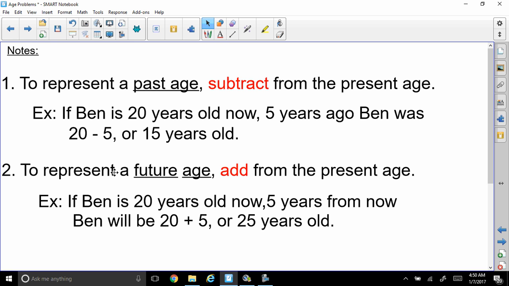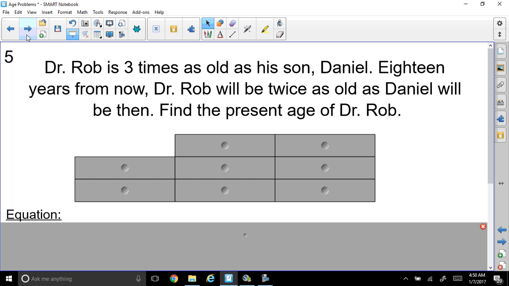To represent a future age, we're going to add to the present age. For example, if Ben is 20 years old now, 5 years from now, Ben is going to be 20 plus 5 years, or just 25 years old. So we're going to organize this into tables like we did in our other video to help us find out how old these people are.